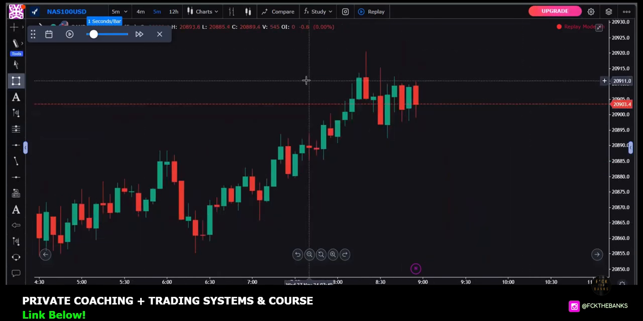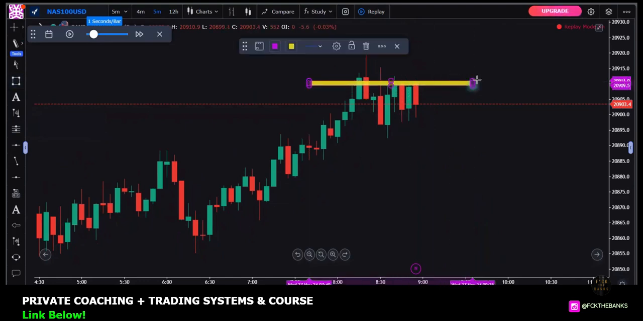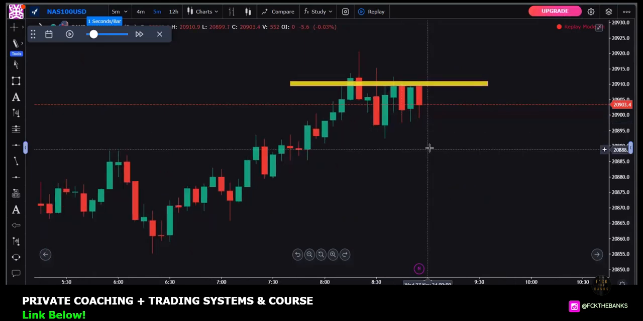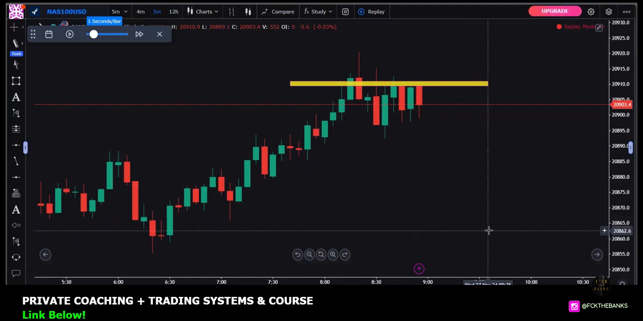Here is another example, my friends. So as you can see, we can draw this level. Price was starting to compact right here, okay? It was creating some sort of an exhaustion right before an impulsive move. Okay, guys, so as you can see, price was trending up. Okay, it was a little bullish. And after that, it's kind of creating a base.